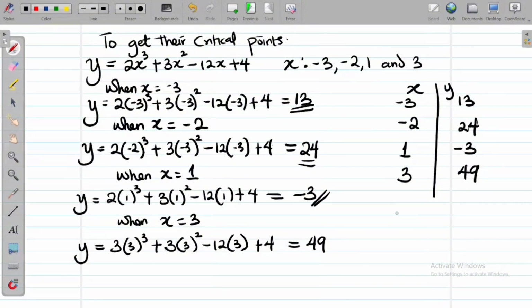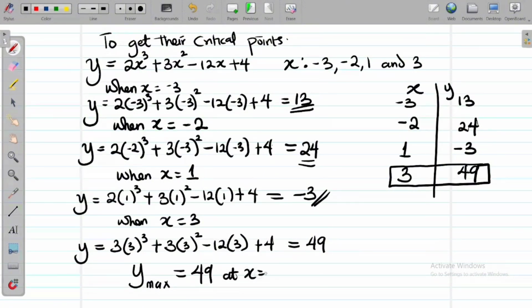At that point now, we're going to check what is the highest value of y. That's what we're going to look at: the highest value of y and the lowest value of y. That's the maximum and minimum point. So we can say y maximum is equal to 49 when x is 3. The maximum value of y was given as 49 at x equal to 3. That's the first one.